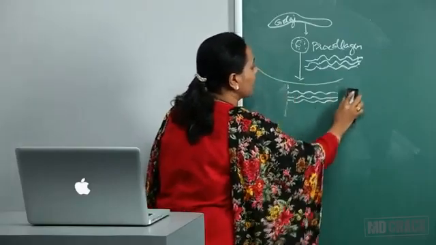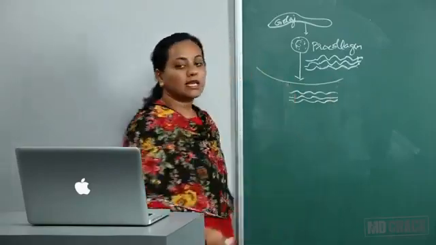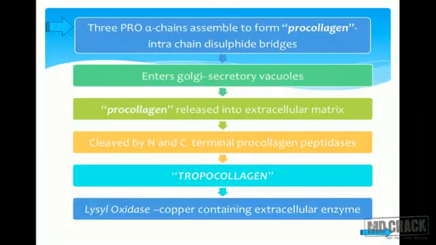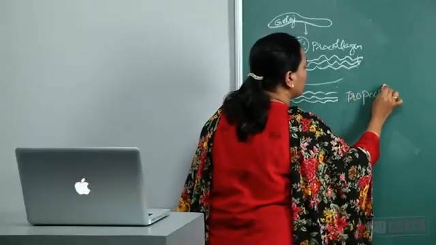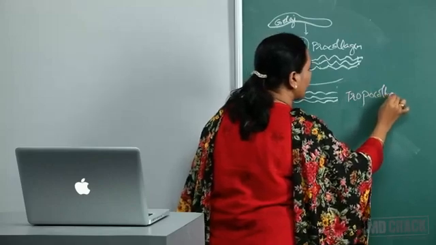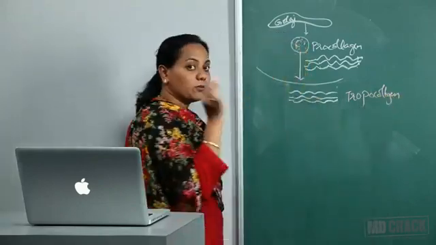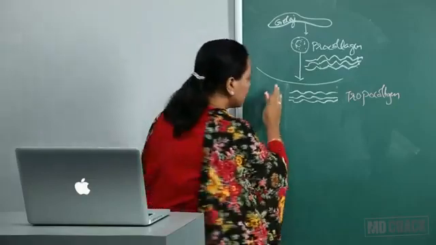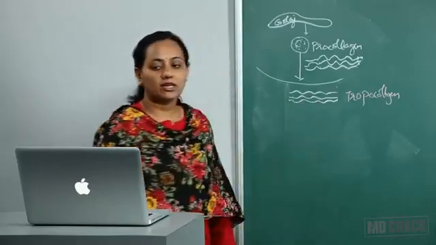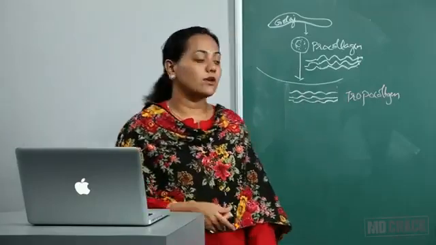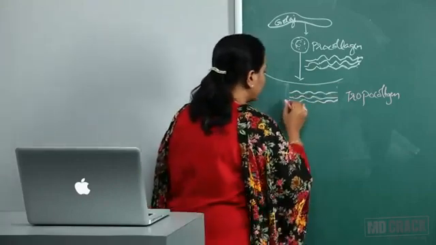When this is cleaved, what is remaining now? What do you think it is? It is tropocollagen. As I said, it is still not collagen. It has to still form a quaternary structure, only then it becomes a collagen fiber. So right now it is tropocollagen. Tropocollagen is procollagen whose N terminal and C terminal have been cleaved off. The next step is the formation of the quaternary structure from tropocollagen.